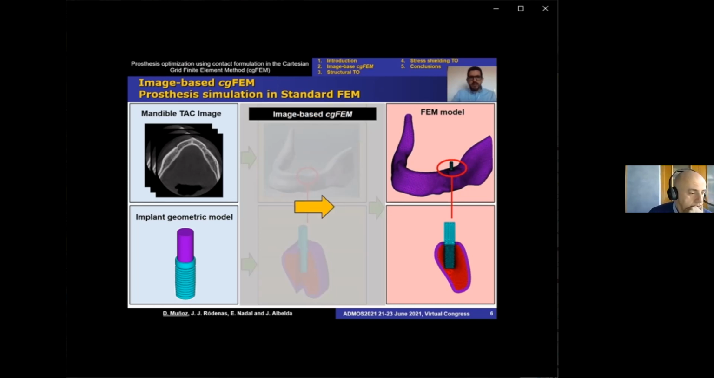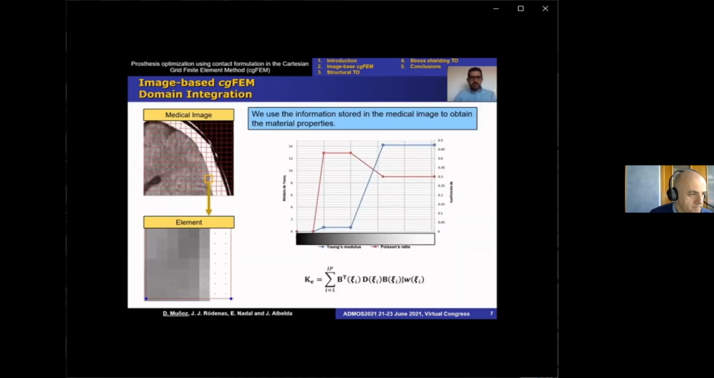In image-based CGFEM, we avoid the segmentation step in order to get directly the finite element representation based on the medical image. The first step is to embed the medical image in an structured mesh domain. In CGFEM, this domain is a cube. Then we obtain the element discretization of the medical image, and in order to integrate properly the stiffness matrix, for instance, we give each of the integration points the information of the material properties stored in each of the boxes of the original medical image.